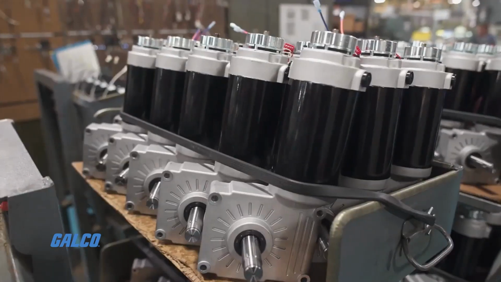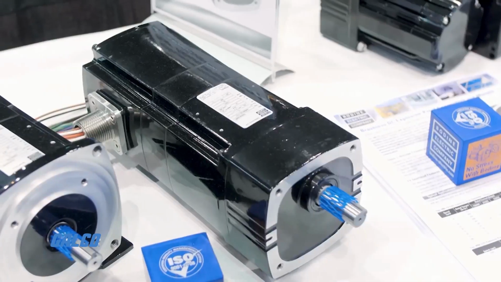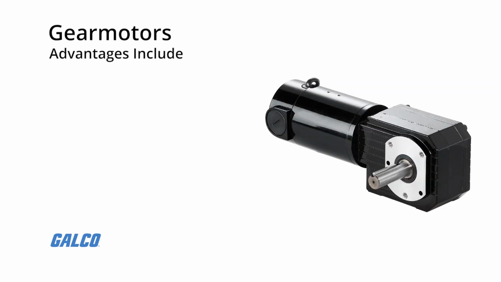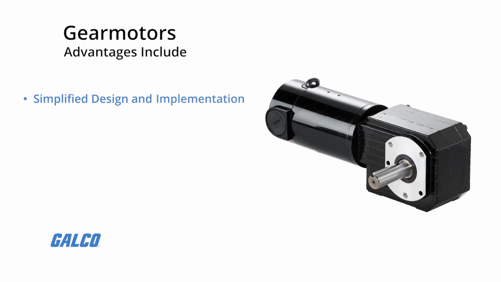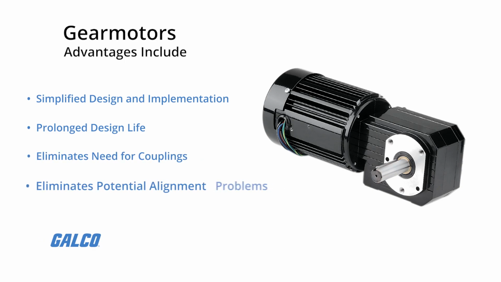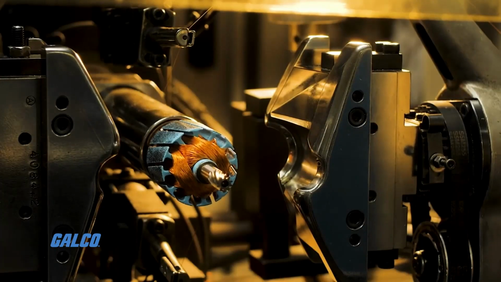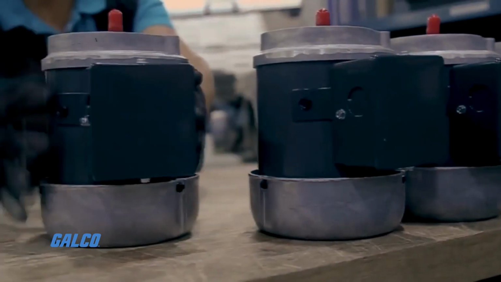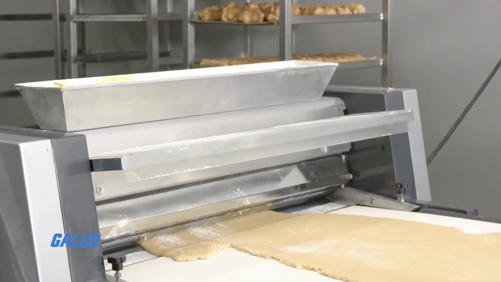Most industrial gear motors use fixed-speed AC motors, while DC motors are most commonly used in automotive applications. Other advantages of gear motors include simplified design and implementation due to eliminating the need to design and integrate the motors with gears separately, prolonged design life with proper motor gearing pairing, eliminates need for couplings, and eliminates potential alignment problems. Interest in gear motors has gained traction due to rising energy costs, and gear motors have been viewed as an efficient solution since they can be used in a wide range of applications.